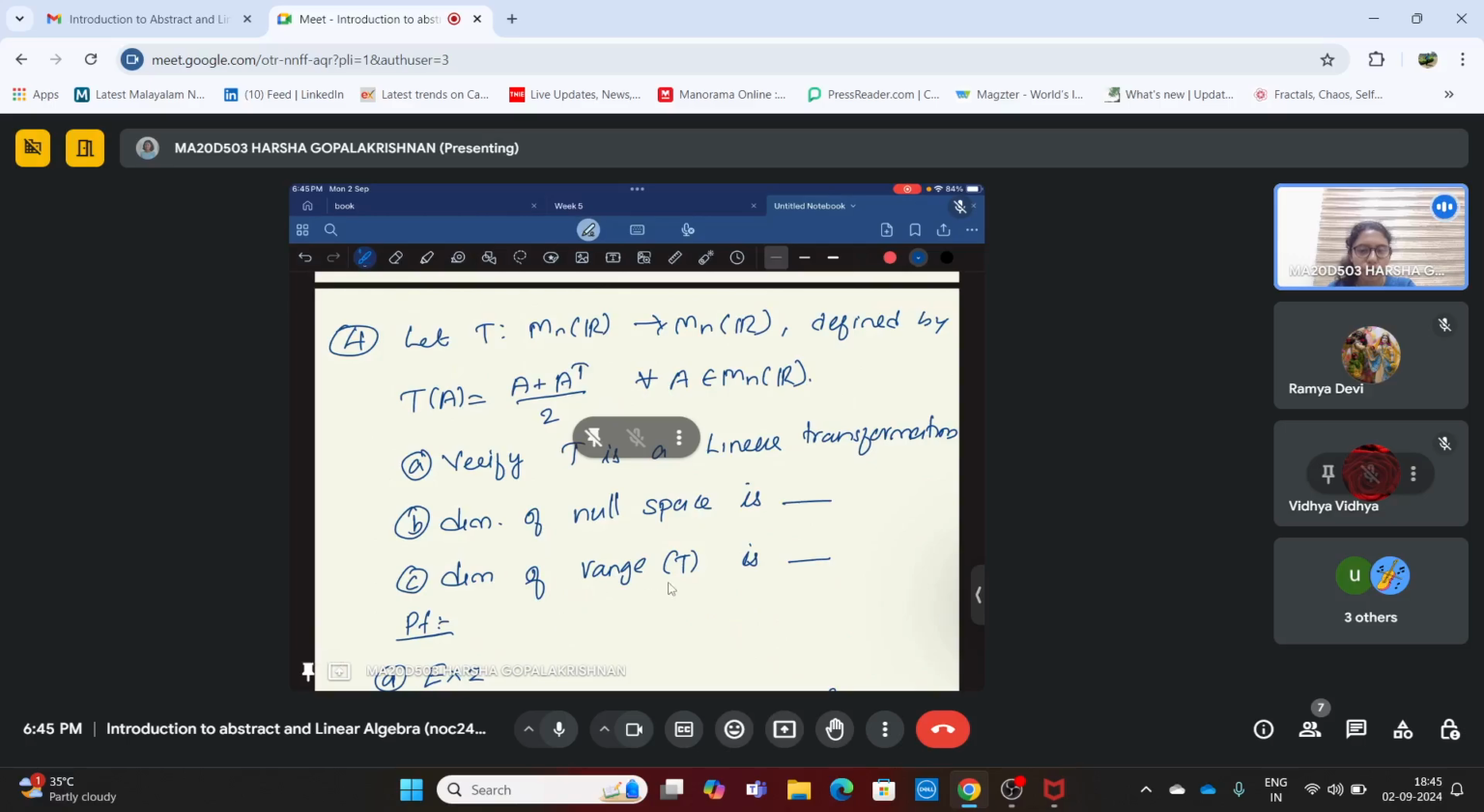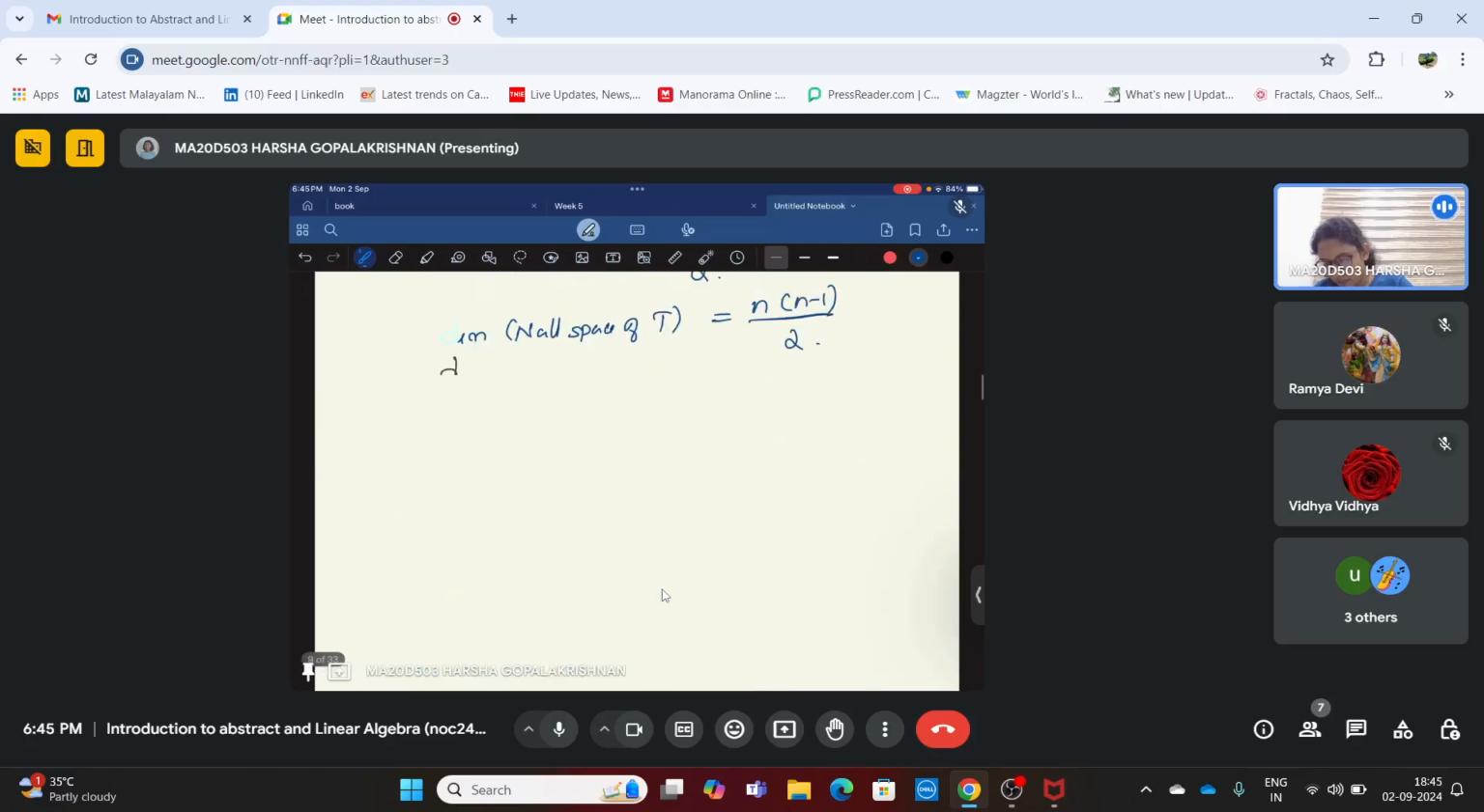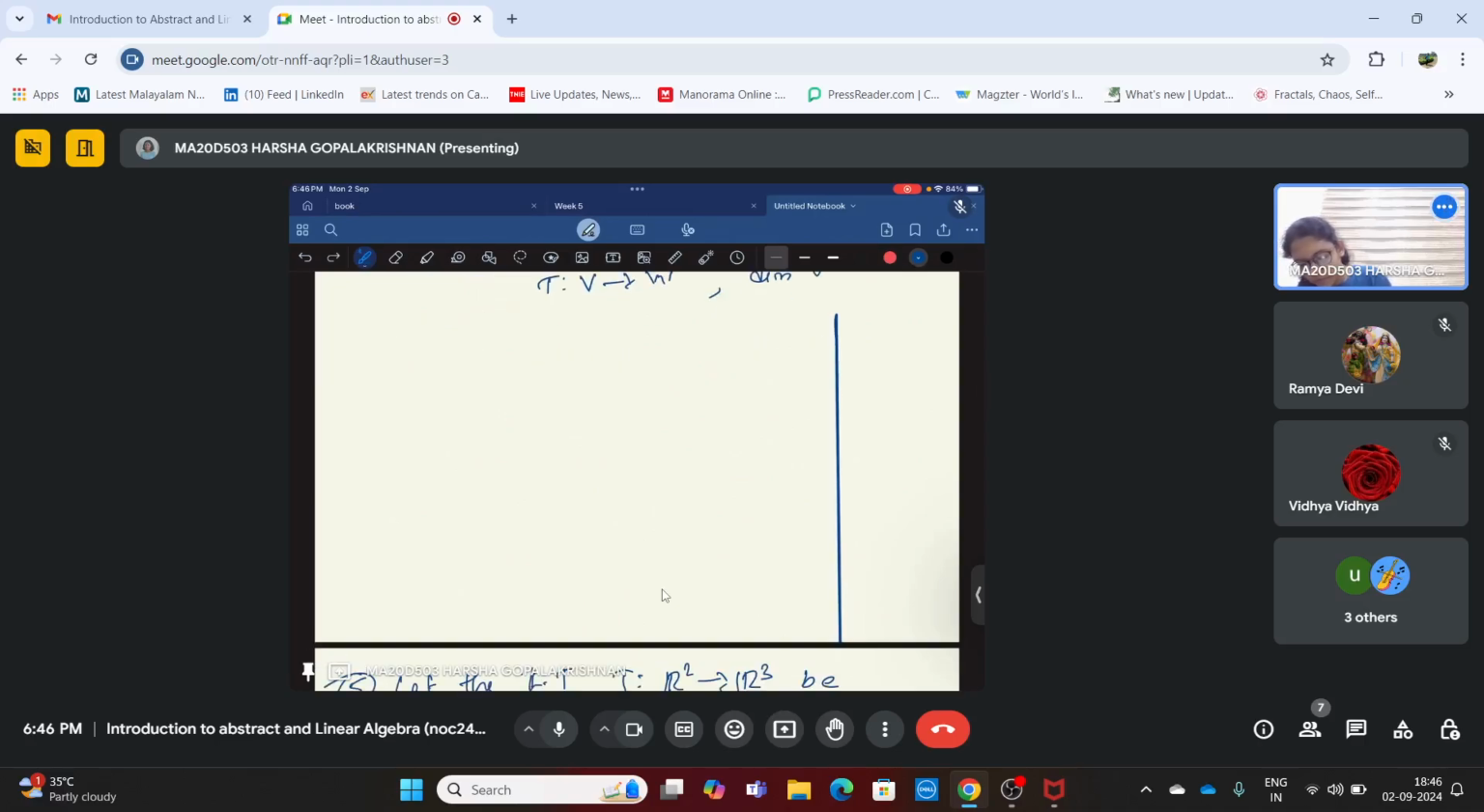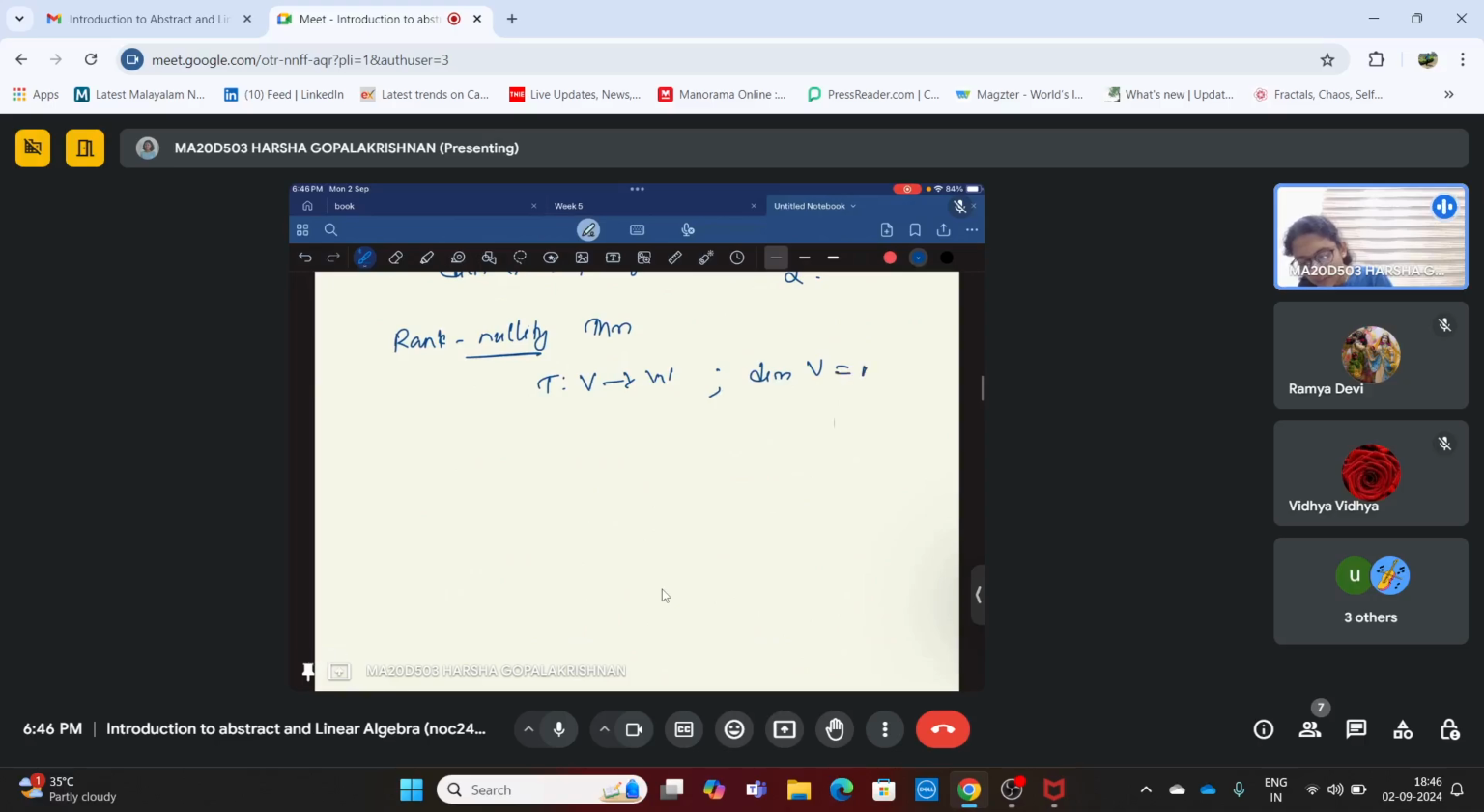Here I suggest you use the rank nullity theorem, otherwise this kind of calculation will be a bit complicated. We know the rank nullity theorem. Does anyone remember what the rank nullity theorem is? Okay, let me write it. Rank nullity theorem: T is a map from V to W and the dimension of V is equal to n.